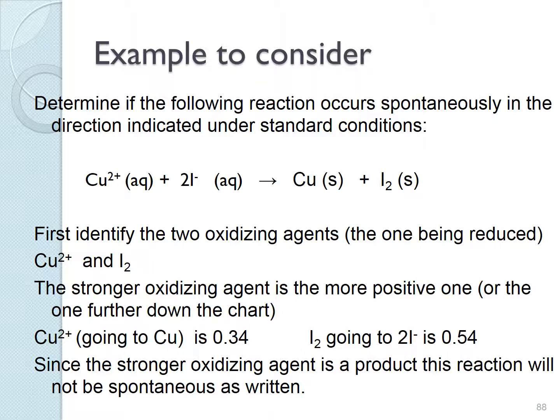Since the stronger oxidizing agent, or the one that is more likely to be reduced, is a product in this case, this is not a spontaneous reaction. So this would actually be spontaneous in the reverse direction. So if you had iodine and copper, they would react to give you copper ion and iodide ion.